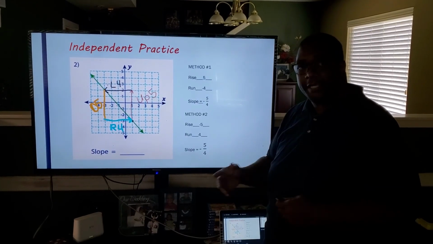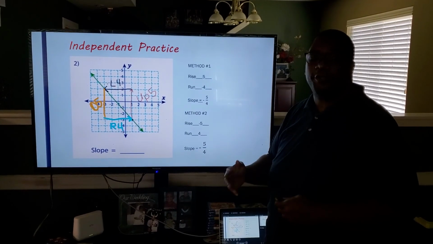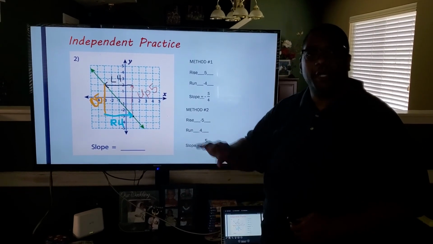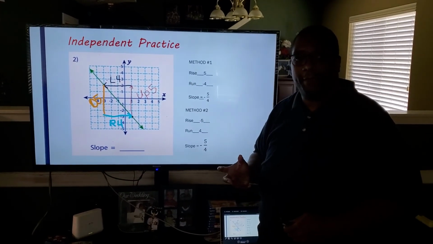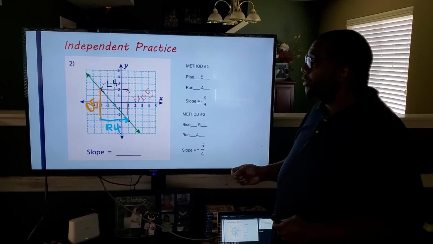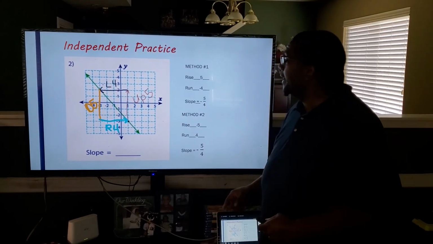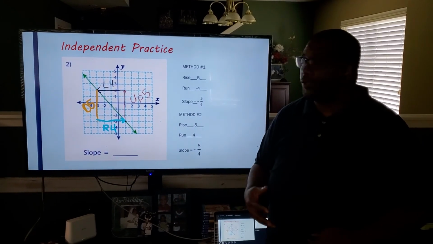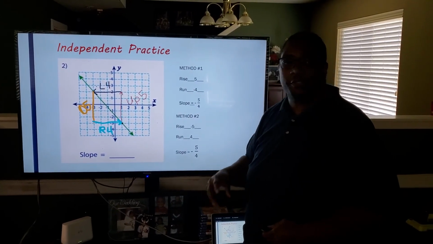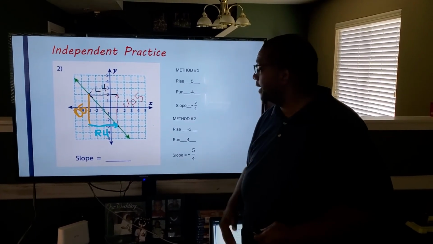So all it's going to take is you practicing which method you choose to use. If you want to use your uphill and downhill vocabulary, you can. Or if you want to use your integer-based learning, you can. Either way you decide to use it, you will still be able to calculate the slope using the rise over run concept.